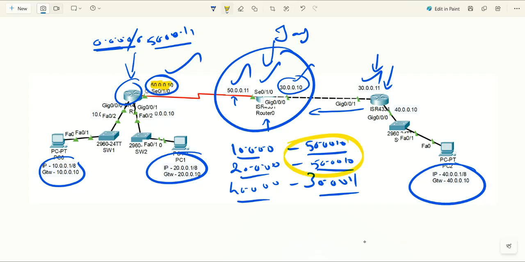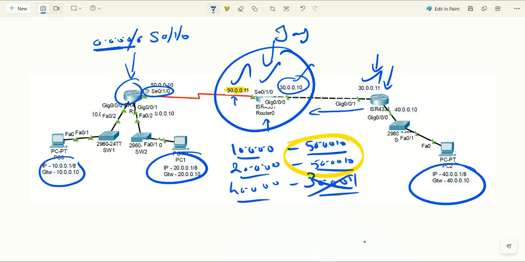Not possible. Likewise, Syed doesn't have any idea about this address. Can he give this one? No. If Jay is not giving his address, how will Syed know it? Not possible. In that case, what you can do is, instead of writing the next router's IP, you can put your own interface name here.